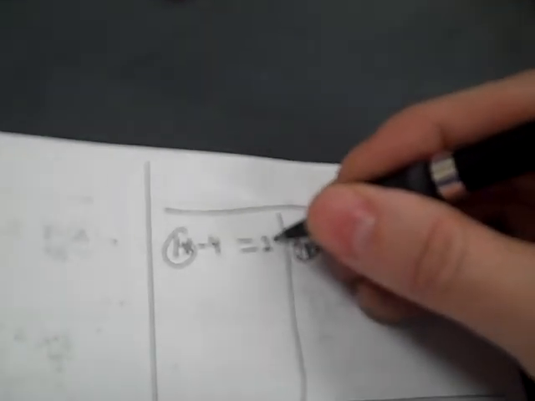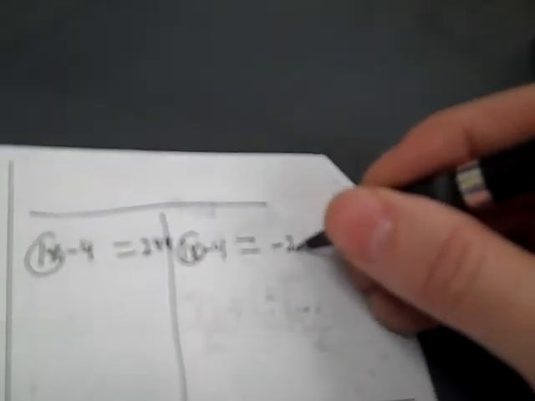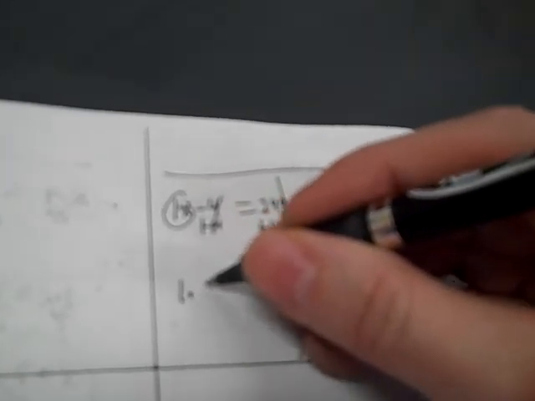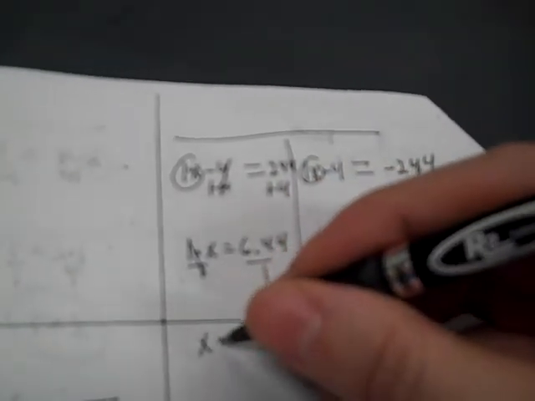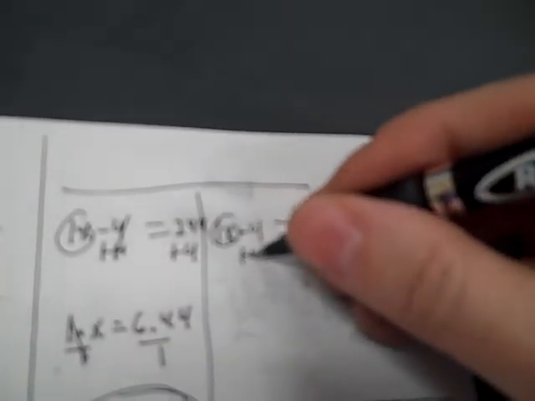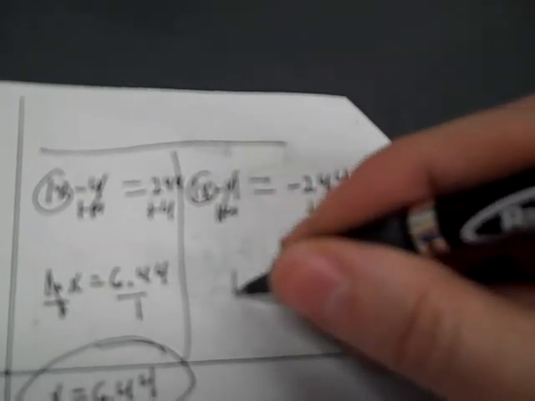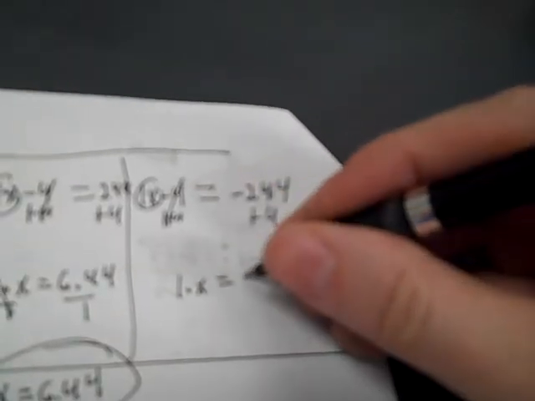So this is one side. The other side, again, those also could be the negative times themselves. So I add 4. Now 2 plus 4 is 6.44. And then divide by the 1. And 6.44 divided by 1 is 6.44. So plus 4, plus 4. And then I take negative 2.44 plus 4, and that's 1.56.